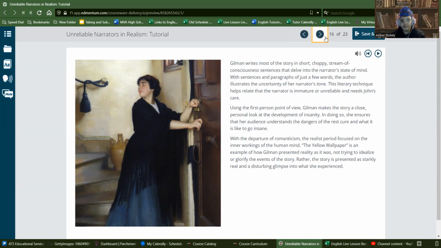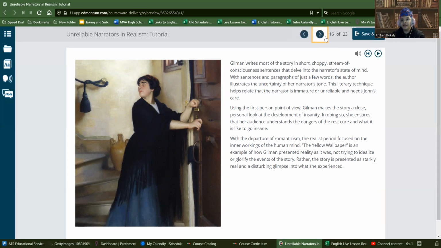So on slide 16, we talk about how she wrote things. Gilman writes the story in stream of consciousness sentences. And the reason why she does this is to give you a better sense of what's going on in this character's mind. You actually get to read things the way that she's thinking them or something close to it. So there are sentences and paragraphs of just a few words, and she's able to make this feel uncertain. So this author, by doing the stream of consciousness thing, is able to give you the sense of how the narrator feels and is thinking very quickly.